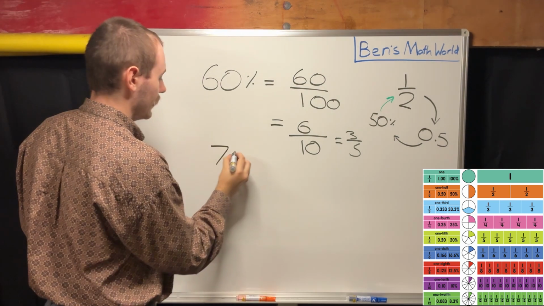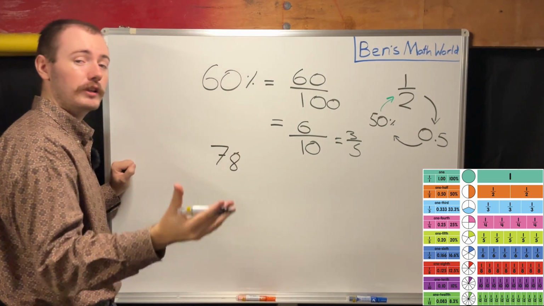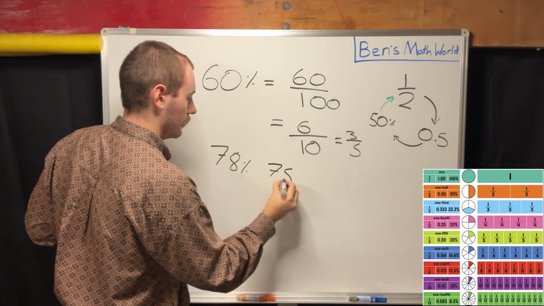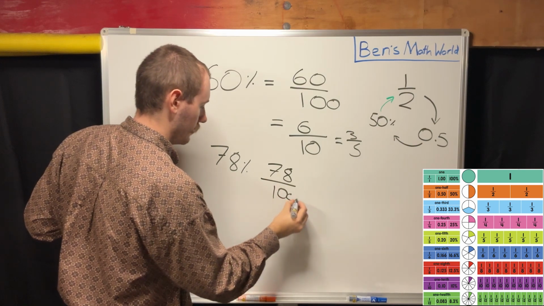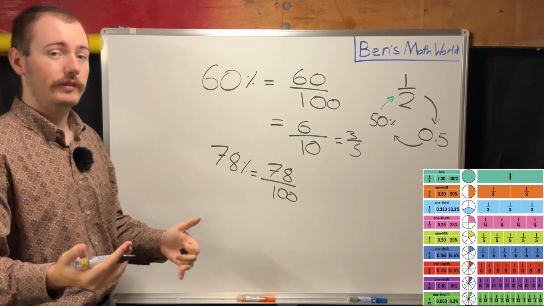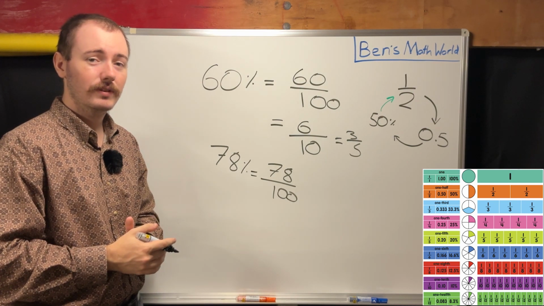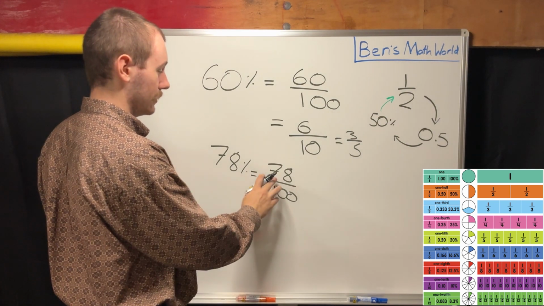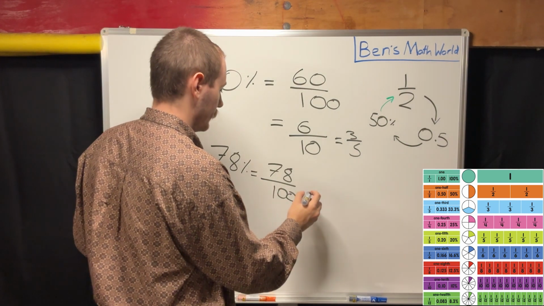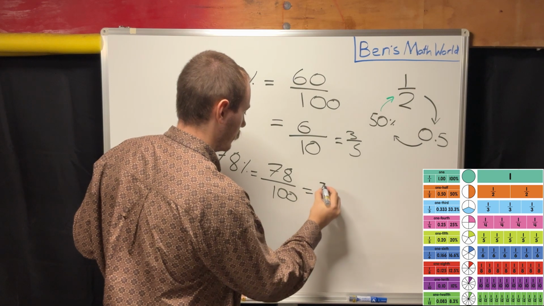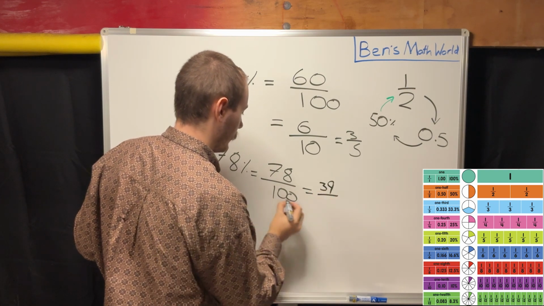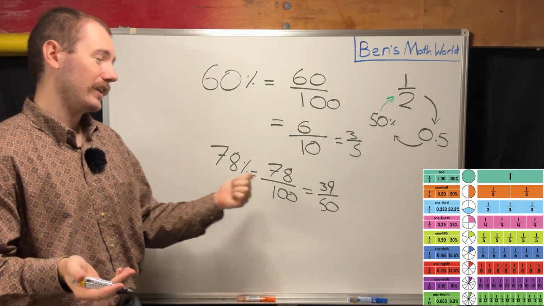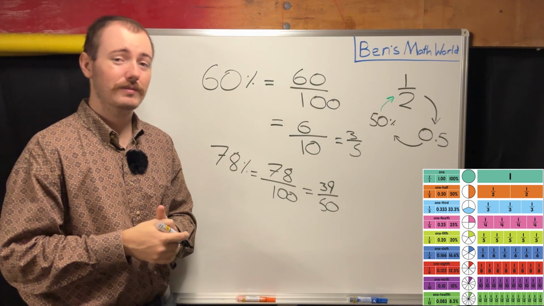Let's try one more. 78%. Okay, so what do we do? We divide by 100, okay? So 78 over 100. Okay, now we're going to try to simplify. Can you think of any common factors? There's a pretty clear one, and it's 2 because they're both even numbers. So let's divide 78 by 2, and we get 39. Divide 100 by 2 and we get 50. Now, I really can't think of any common factors. I wouldn't expect you to. Maybe there is, but let's move on.